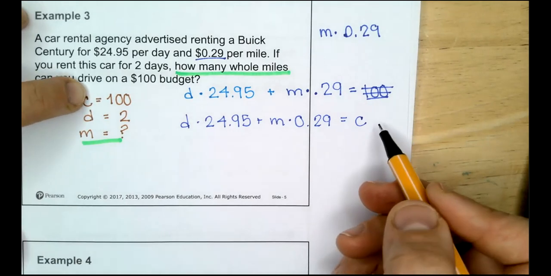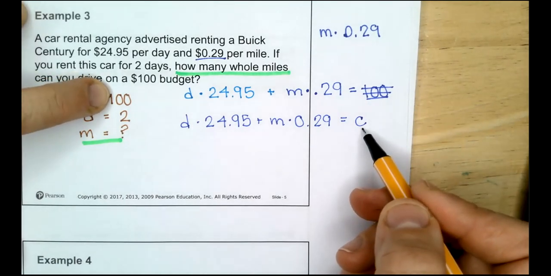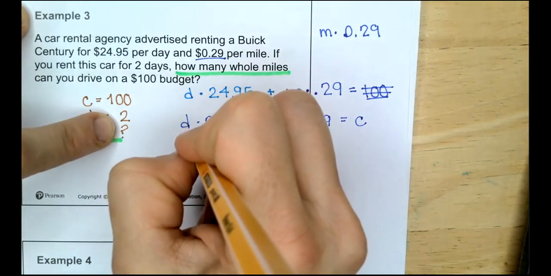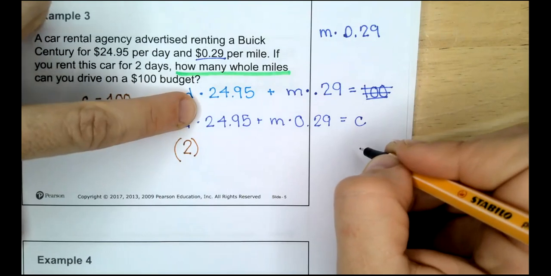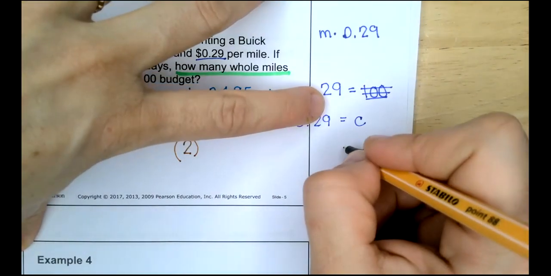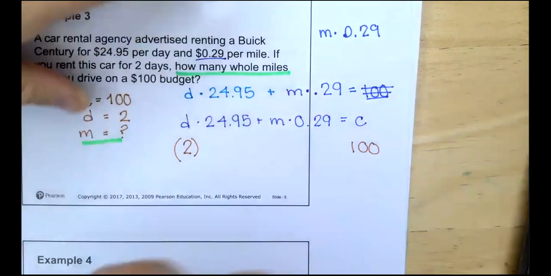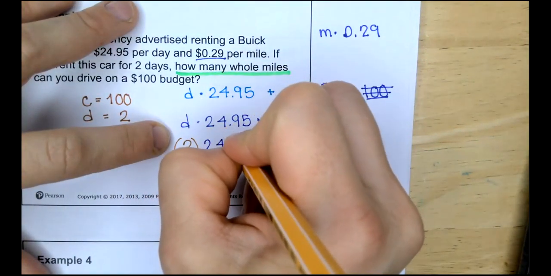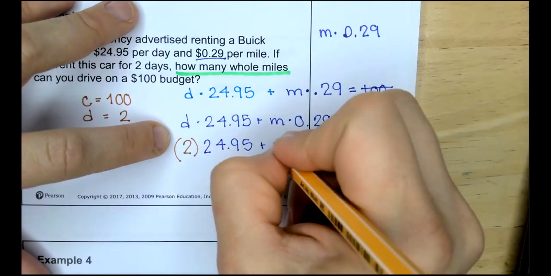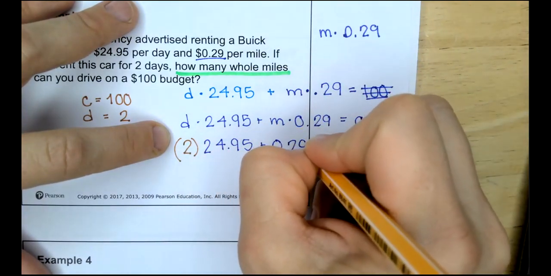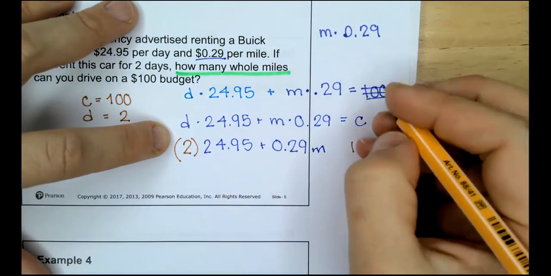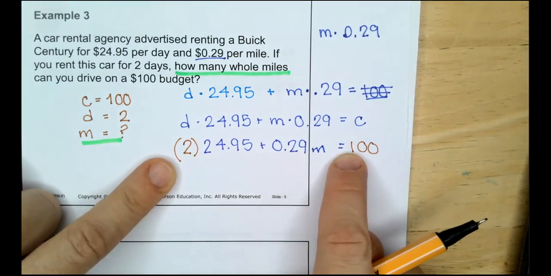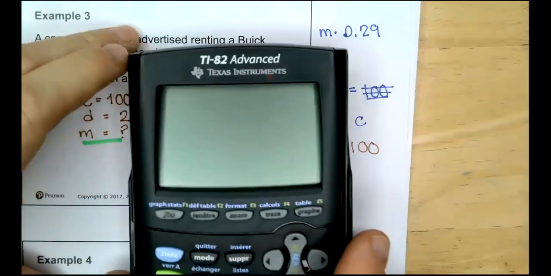Now we're going to go back and we're going to put the 100 in for the cost, the amount of money we can spend, the 2 in for the number of days we have the car for. So it's going to be 2 times $24.95 plus M times 0.29 equals $100. 2 times $24.95 plus, and I'm going to switch these because I like to have the number in front of the variable, 0.29M equals 100.